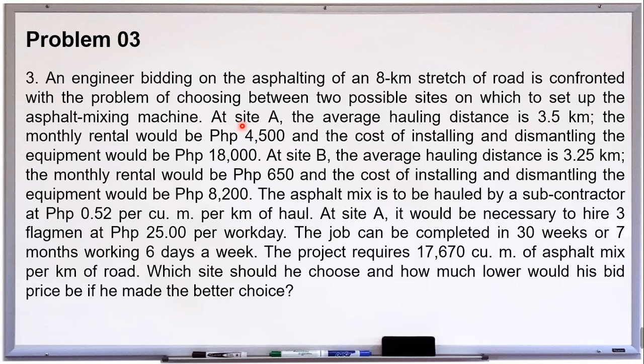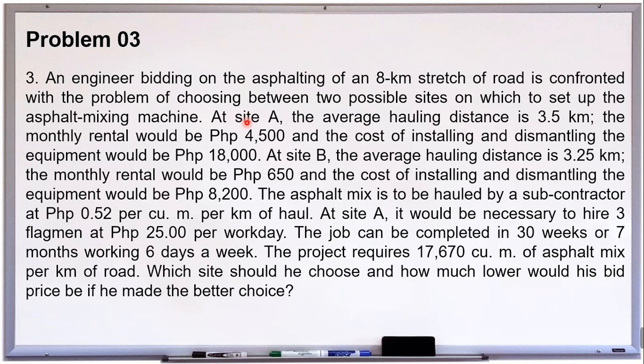In this problem, we have an engineer bidding on the asphalting of an 8-kilometer stretch of road, confronted with the problem of choosing between two possible sites on which to set up the asphalt mixing machine. So this engineer needs to select between two possible sites. We have site A and site B.